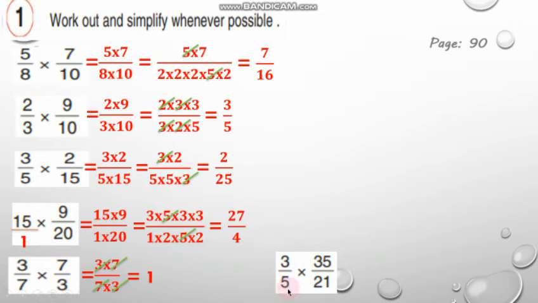Now I have 3 over 5 times 35 over 21. I multiply the numerators and the denominators together. 35 can be written as 5 times 7 and 21, 7 times 3. I can simplify by 3. I can simplify by 5. And I can simplify by 7. So the answer is 1.